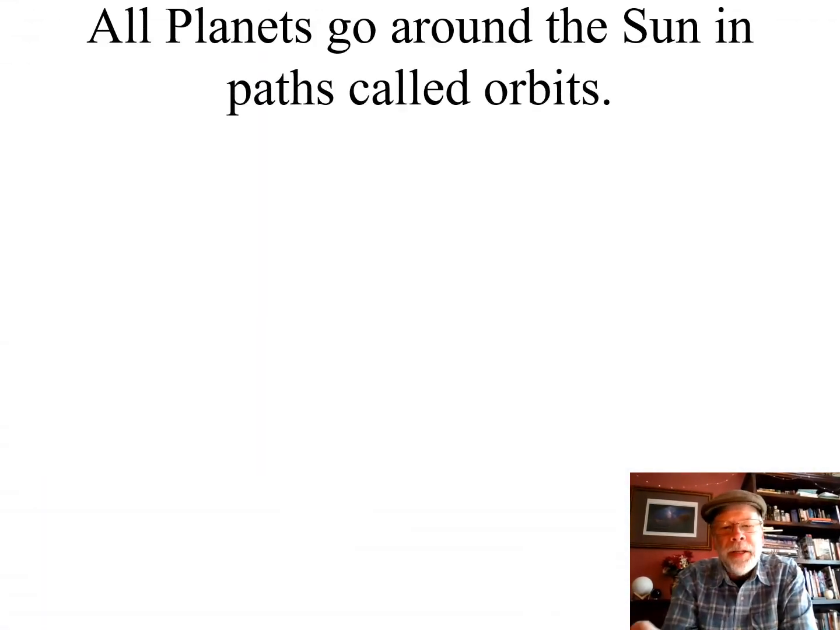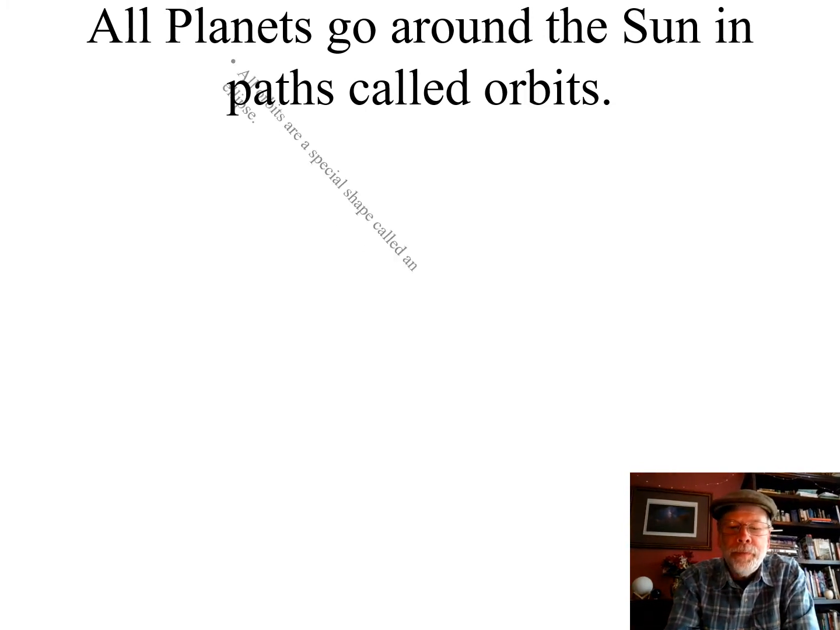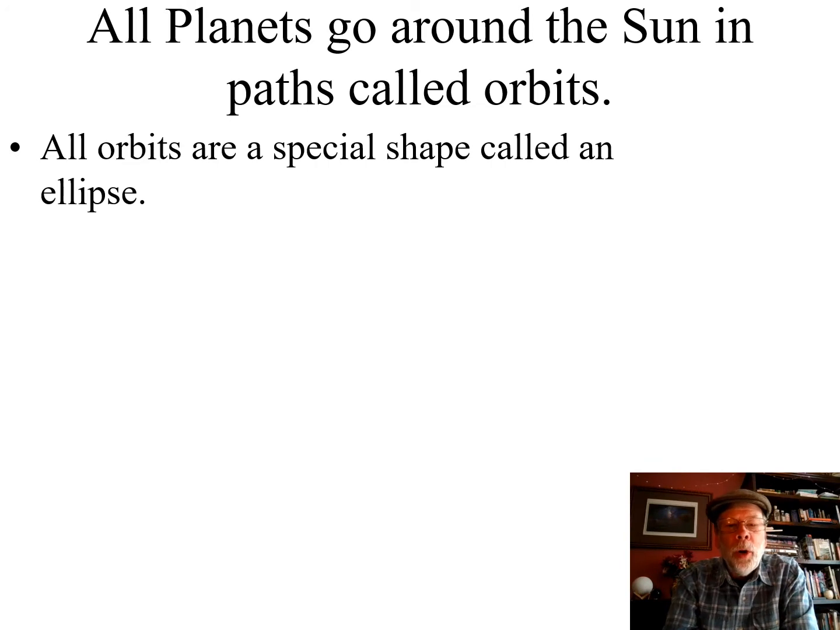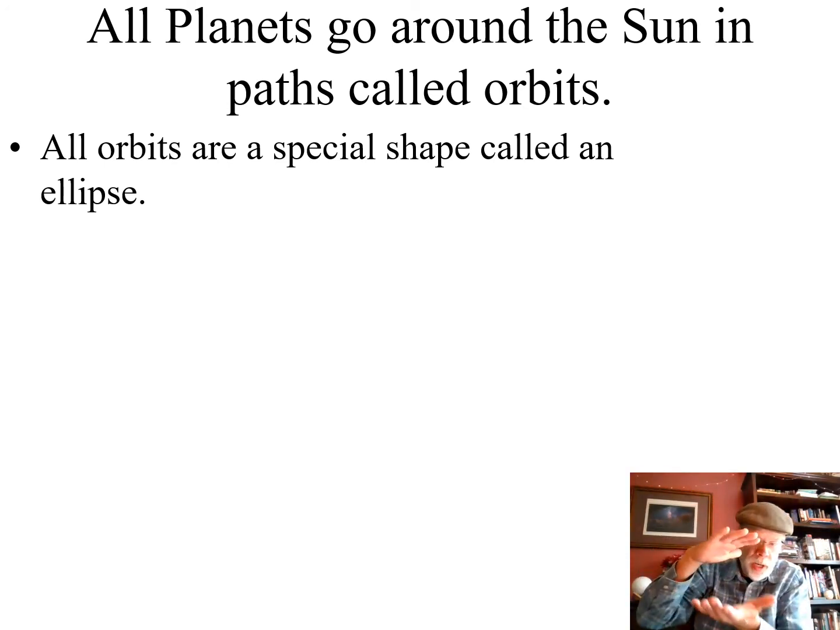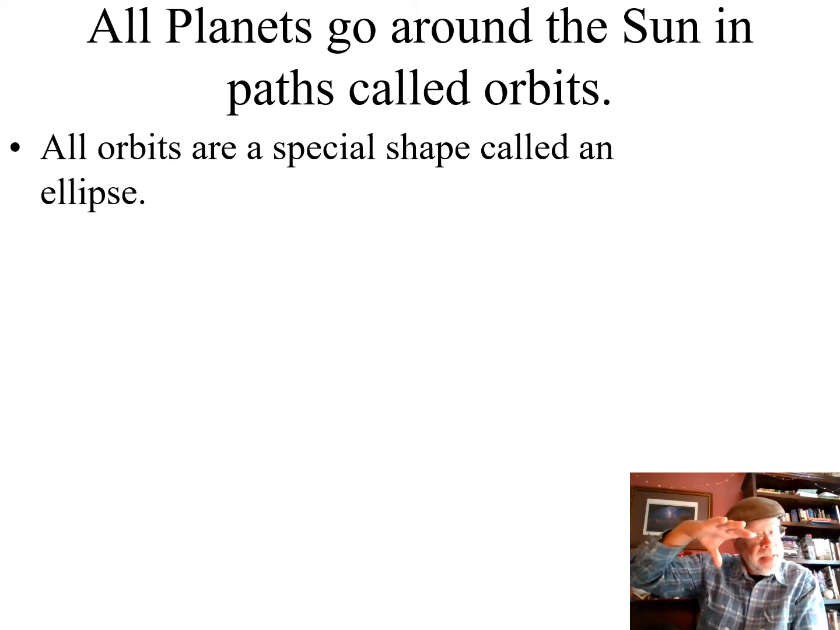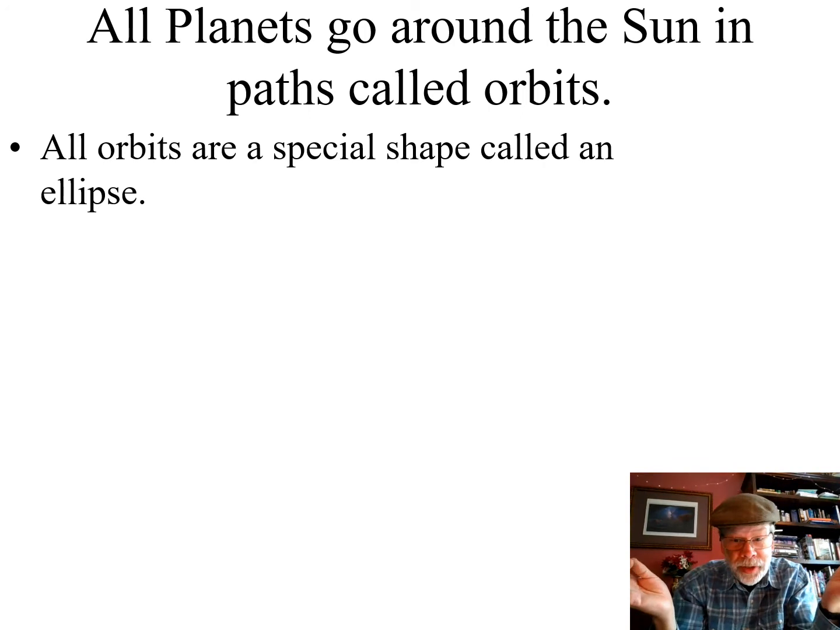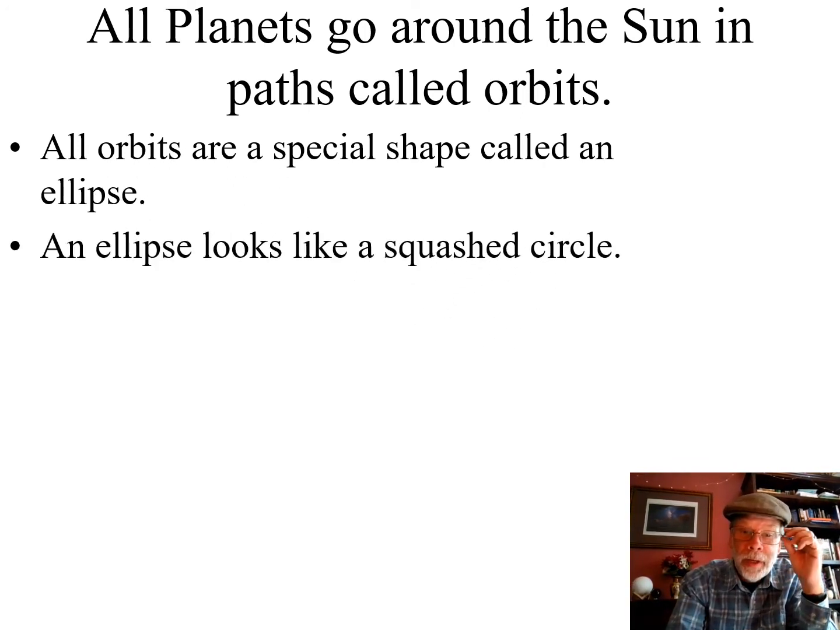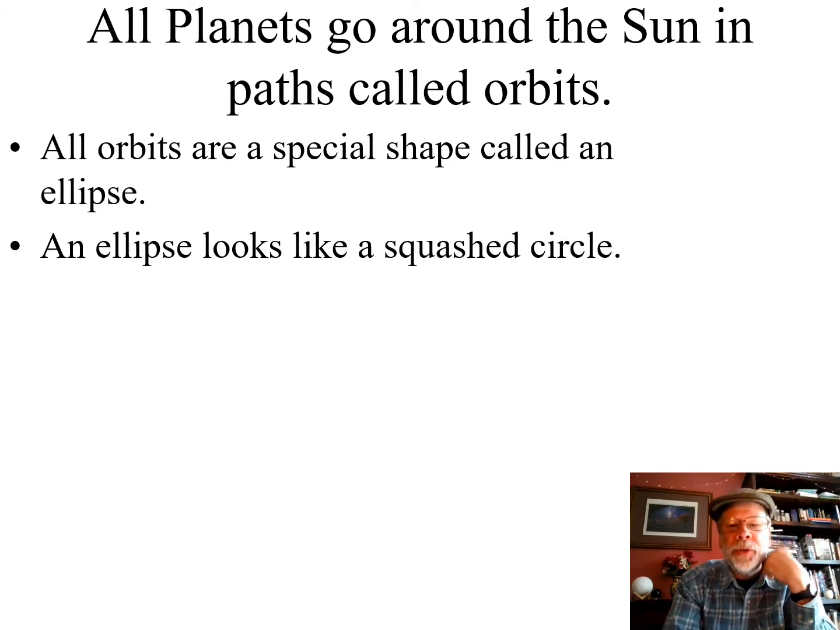So all the planets go around the sun in paths that we call orbits. All orbits are in a special shape called an ellipse. Now, this is a mathematical shape, and an ellipse is sort of like a circle that's been squished. In fact, a circle is an ellipse, and a straight line is the far end of the ellipse. So your standard ellipse looks like a squashed circle.